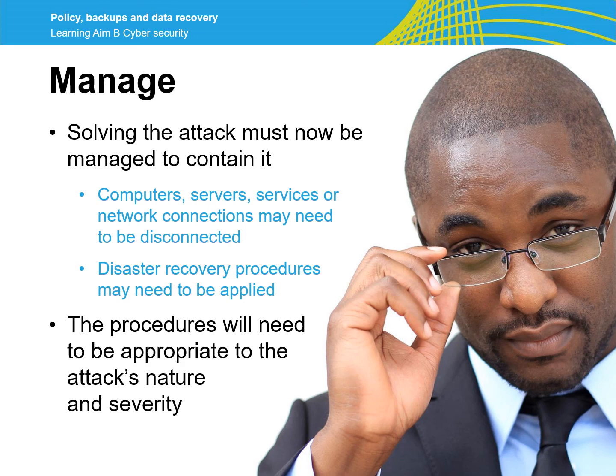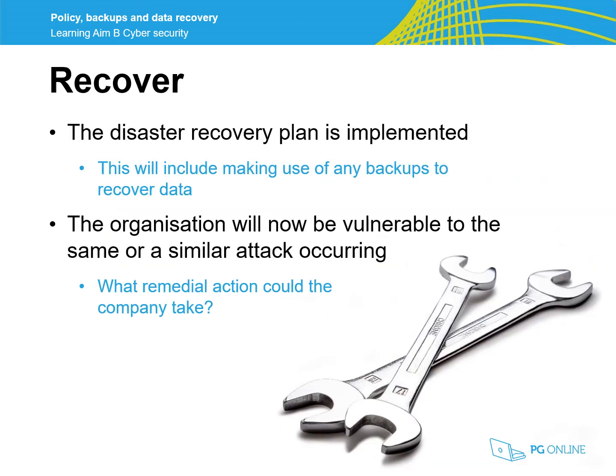Disaster recovery procedures may need to be applied. Again, what you have planned to do in a disaster should then be carried out to make sure that you recover. This leads us to the fourth stage in recovering the data. A disaster recovery plan that is implemented will say how you conduct any backups. So where do you get the backup from? Who installs the backup? This information is then followed to get you your files back that you have lost in your cyber attack. The organisation will now be vulnerable to the same attack in the future.